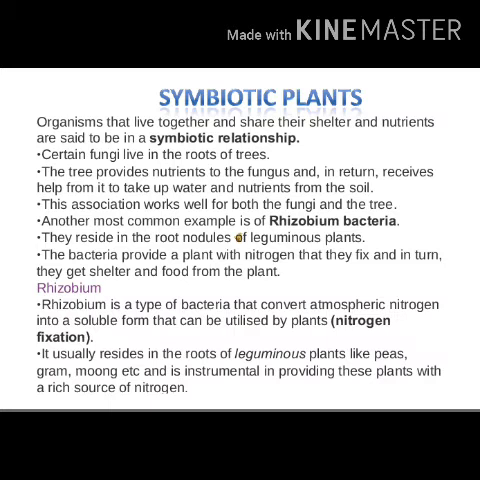Another most common example is of Rhizobium bacteria. They reside in the root nodules of leguminous plants. The bacteria provide a plant with nitrogen that they fix and in return they get shelter and food from the plant. Rhizobium. Rhizobium is a type of bacteria that converts atmospheric nitrogen into a soluble form that can be utilized by the plants. It usually resides in the roots of leguminous plants like peas, gram, moong, etc. and is instrumental in providing these plants with a rich source of nitrogen.